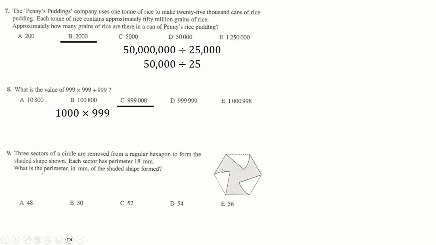Now, each of these sectors have perimeter 18. Except this sector is missing this length. But that's great because this is a regular hexagon. So this length can just go here, and this length can just go here, and this length can just go here, which means the perimeter of this shape is just 3 of the sectors because each length has just been moved somewhere else. So 3 times 18 is just 54, and that'll be our answer to this question.